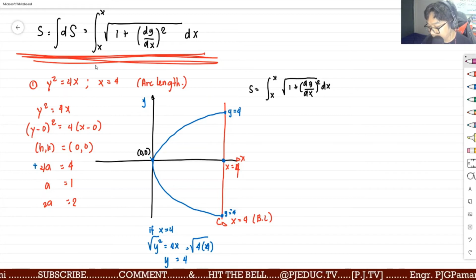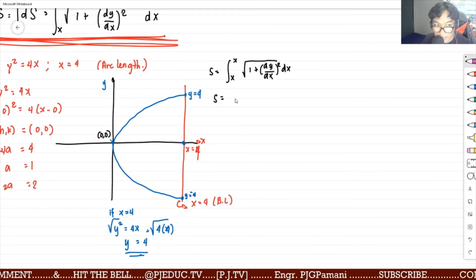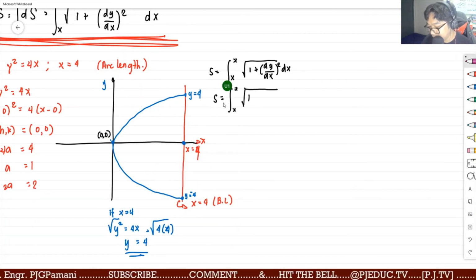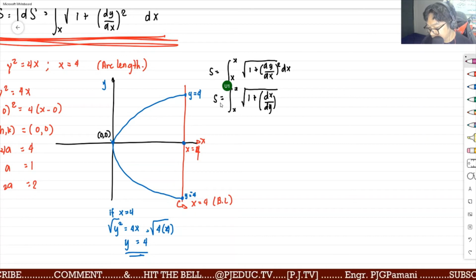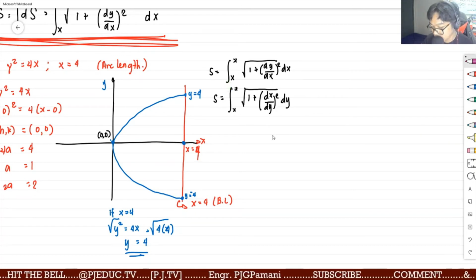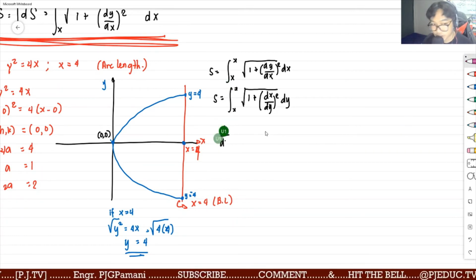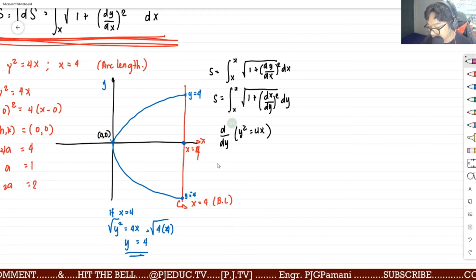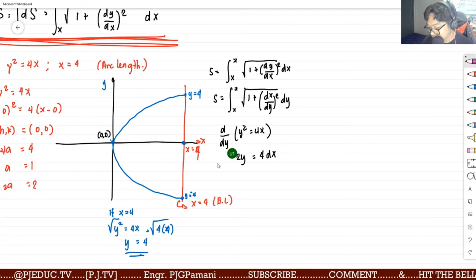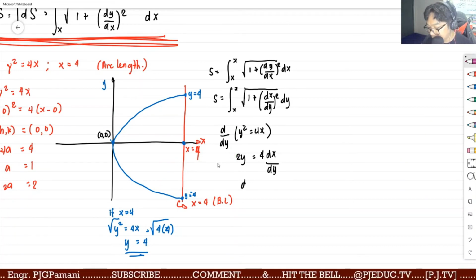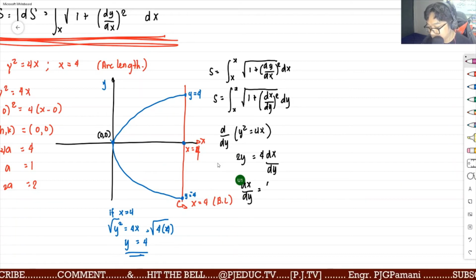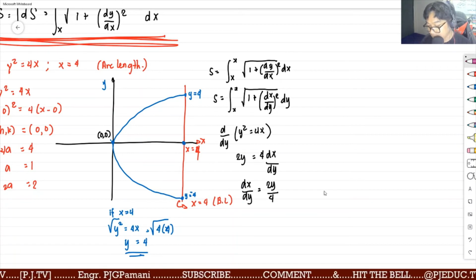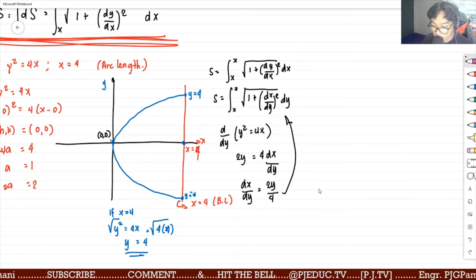Okay? But in this problem, the arc is on the y-axis. So, with respect to y, we just invert the variable, that is 1 plus dx over dy squared, dy. Okay? Then, identify dx over dy, which is the differential of y squared equals 4x. We just differentiate that. That is 2y equal to 4 dx over dy, or dx over dy is simply equal to 2y over 4. We now have dx over dy. Then, substitute it in our formula for arc length.